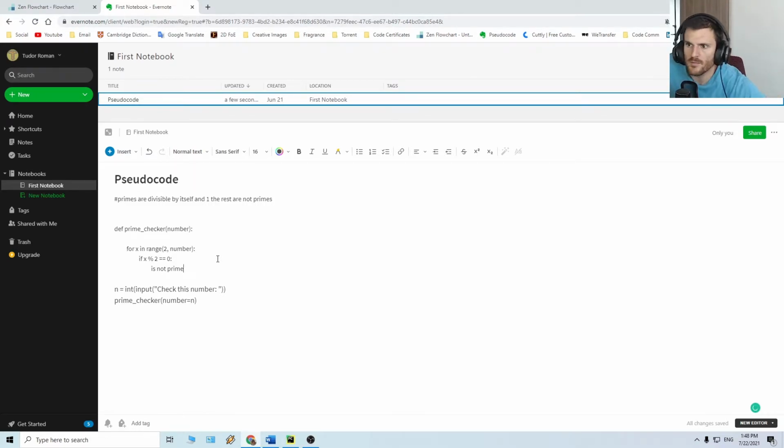Because if the number is, for instance 2, well, that's not a good example, let's take 4 remainder with 4. It is 0. But 4 is not a prime number.